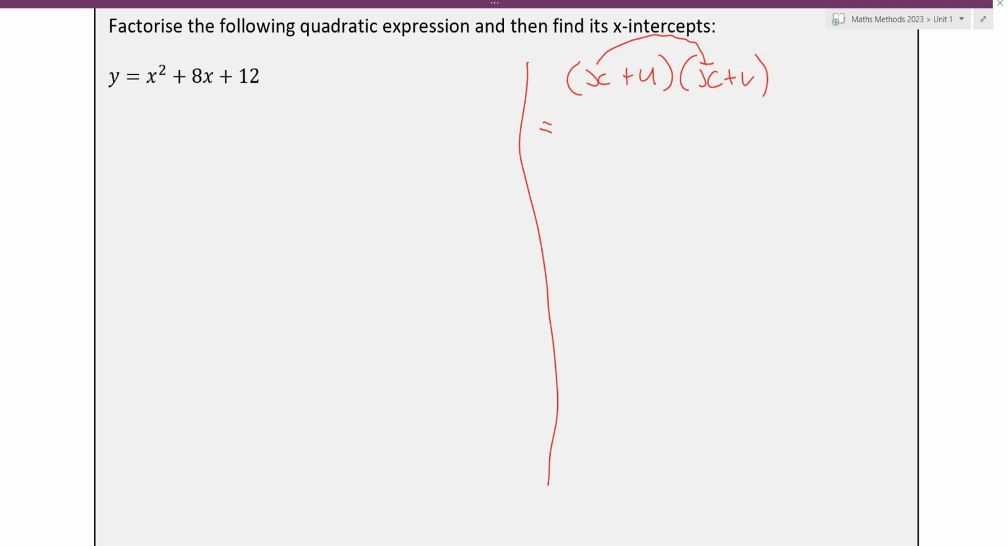If we expanded it out, we'd get x squared, and then we'd get xv, and then we'd get ux, and then at the end we'd get uv. So we have x squared at the beginning, uv at the end. Now the xv and the ux have a common term of x.